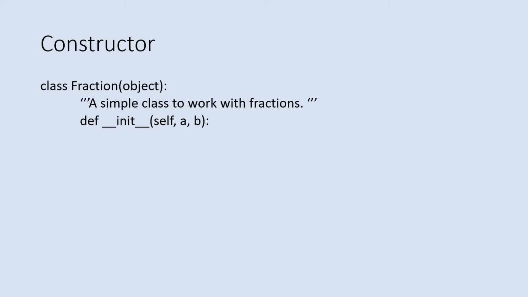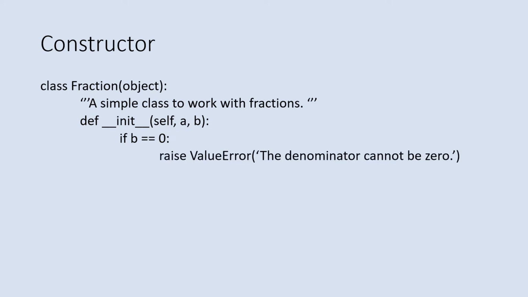Now, typically, we want the numerator and denominator to be integers, so we might specify in the constructor that these are integers. We also might want to rule out possibilities of the denominator being 0. And so if the denominator is 0, then for error handling purposes, we may raise an error, raise what is called a value error in this case, and say the denominator cannot be 0.